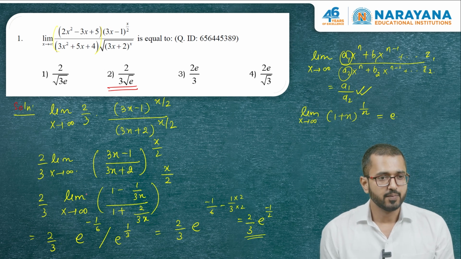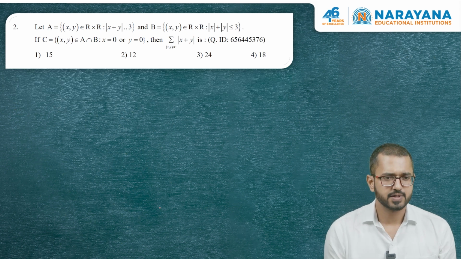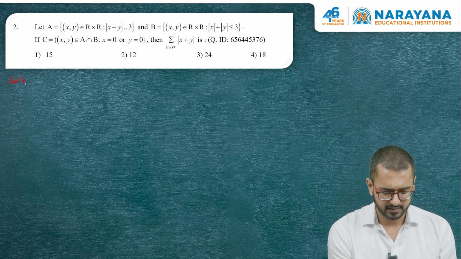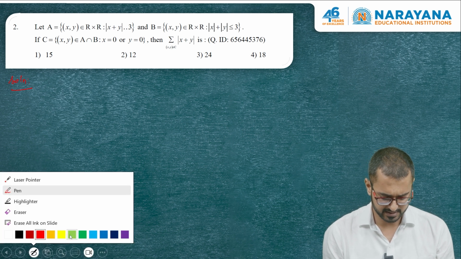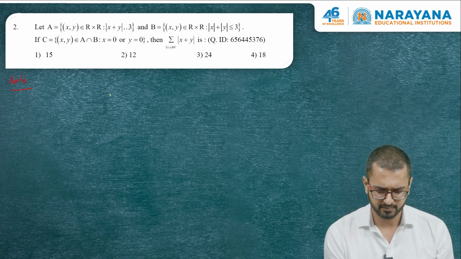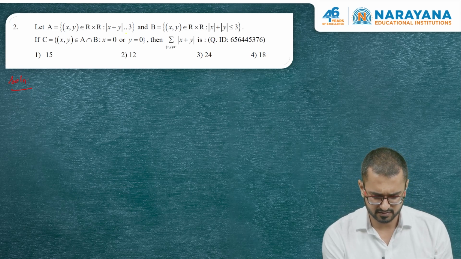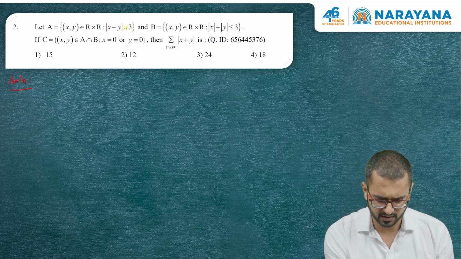All right. Moving to the next question, question number 2. Question number 2 is about a set A that is given, and another set B is given, and A is given to be this: x + y. This dot dot has no meaning. It should actually be greater than or equal to.